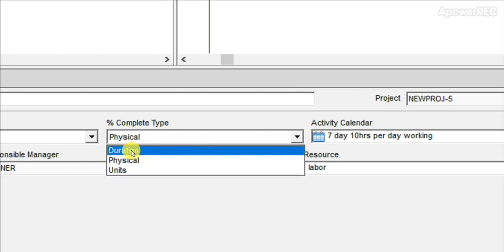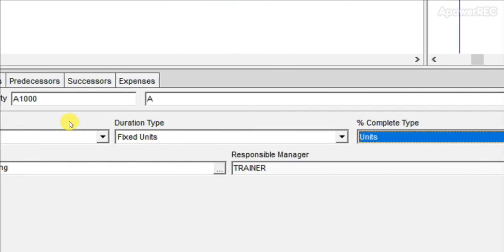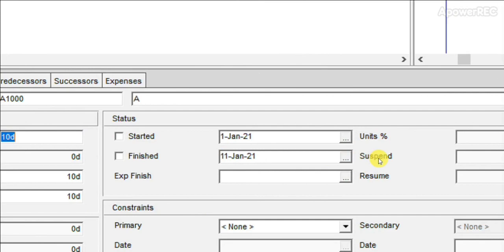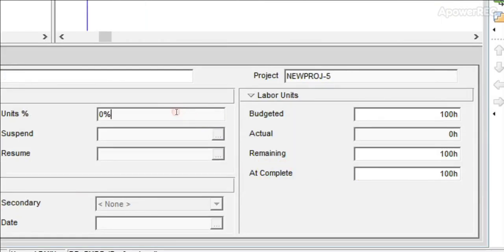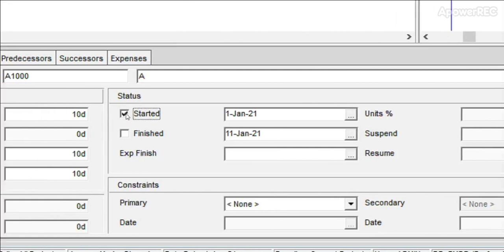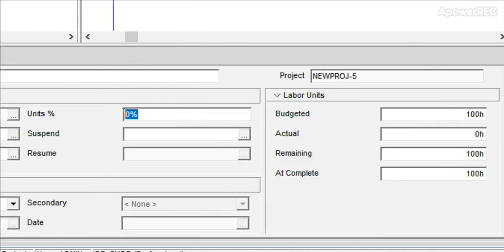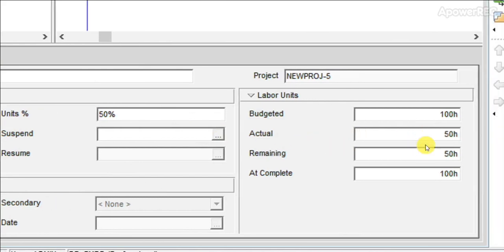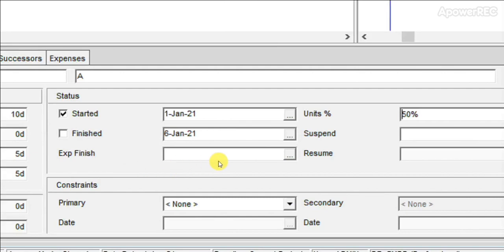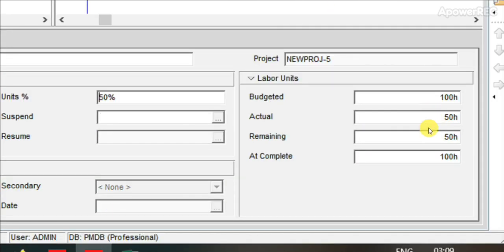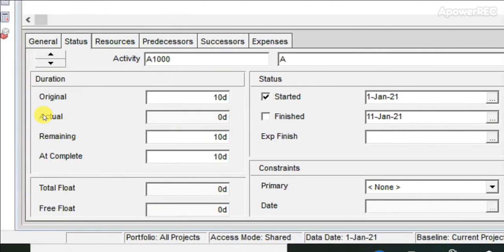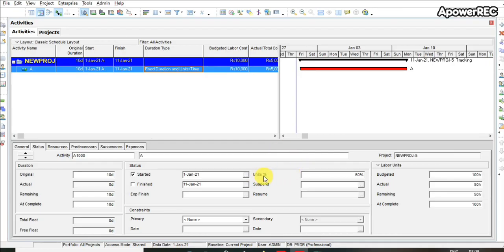Now the third category is the unit completion. Suppose an activity has 100 budgeted units. If I say 50% budgeted unit completion, it will mean that 50% of the work in terms of budgeted units is completed. So if I type 50% here, you can see that the budgeted unit remaining is 50% and actual is 50%, and this will change the budgeted unit. So in this way we can use the percentage completion types in Primavera. However, it will get affected based on the duration type. If cost will affect the time, those changes will be reflected.